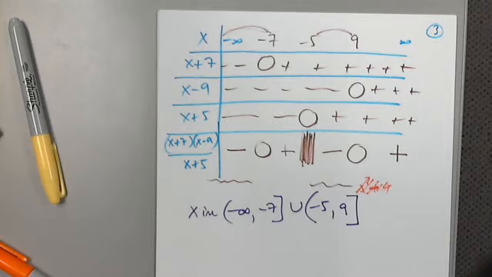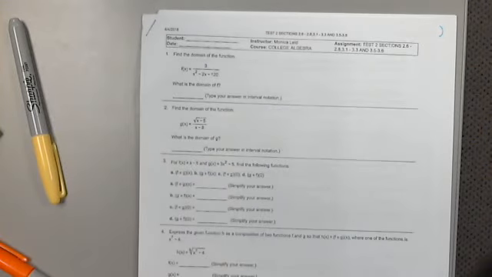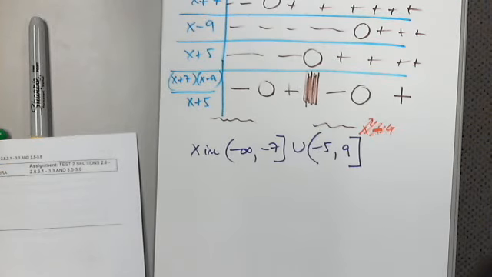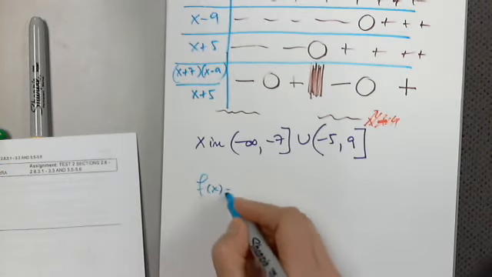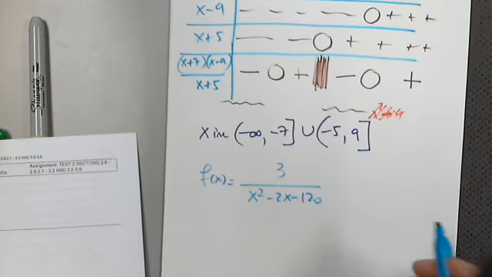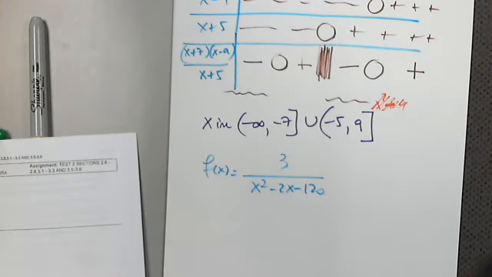Okay. So now let's go back and do whatever you would like to work on. If you want to start from the beginning, we can start from the beginning. Sure, very good. Okay, so here is the first one. We have f of x, which is 3 divided by x squared minus 2x minus 120. The problem is asking us to find the domain. So find the domain of this function.